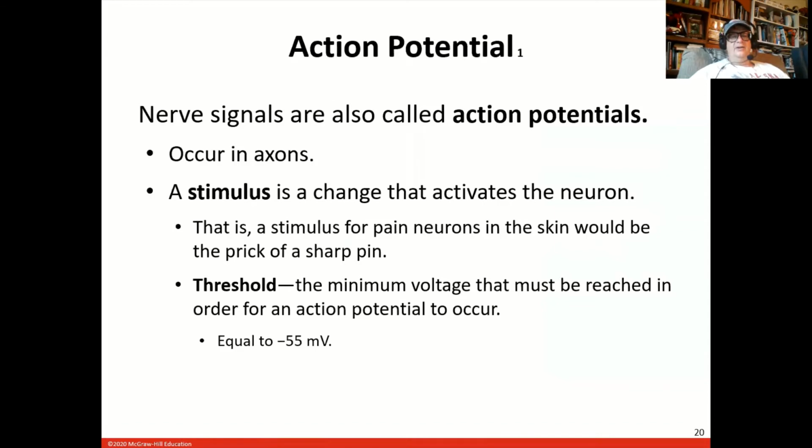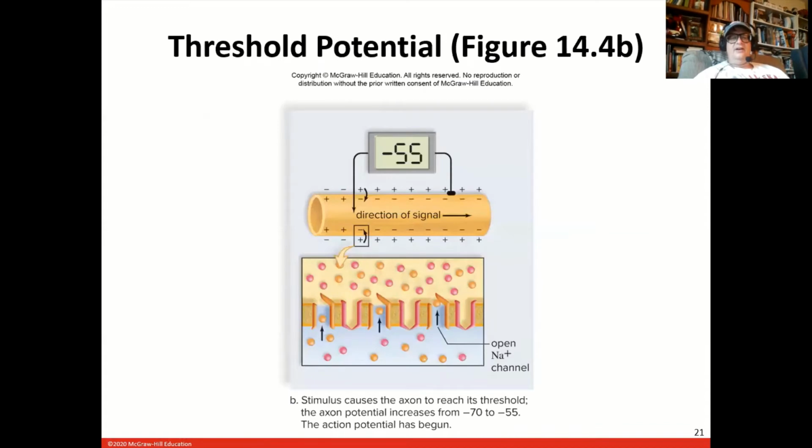The signal is called an action potential. If you have something stimulate the nerve, a stimulus for pain neurons in the skin would be a sharp prick. What's going to happen is that will deform the membrane, and that will let sodium leak in. That will take some of those channels and force them open, and then sodium rushes in. But it has to be enough to raise the charge to negative 55 millivolts. That's the threshold. And if you hit that, then you're going to send a signal down the nerve.